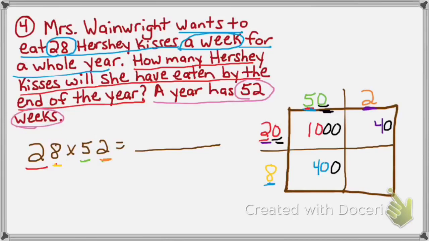Let's move to the box underneath that. There are no place value zeros in 8, and there are none in 2. So I simply multiply my basic facts. 8 times 2 equals 16, lining up my digits.